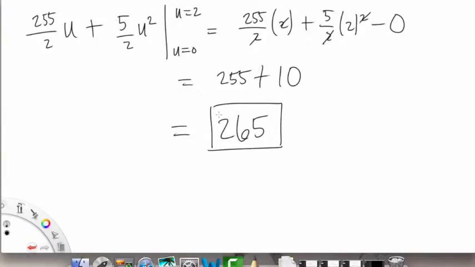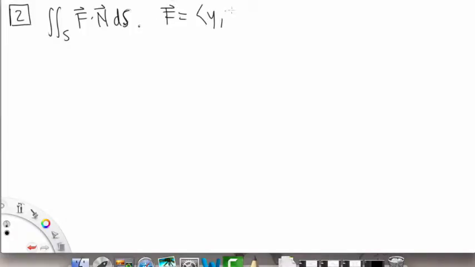Okay? All right, now for the next problem. So for example number 2, we're going to find the following. Again, the same surface integral over the vector field. These just take a lot of practice, I think, to get good at them. But anyways, this is what we're solving for, and we are given the following vector field of y, comma, z, comma, x, all right?